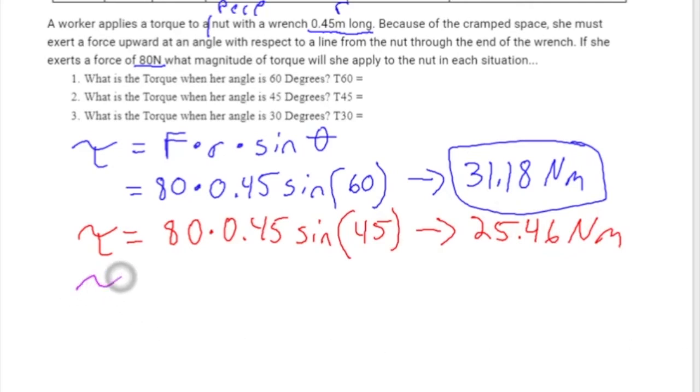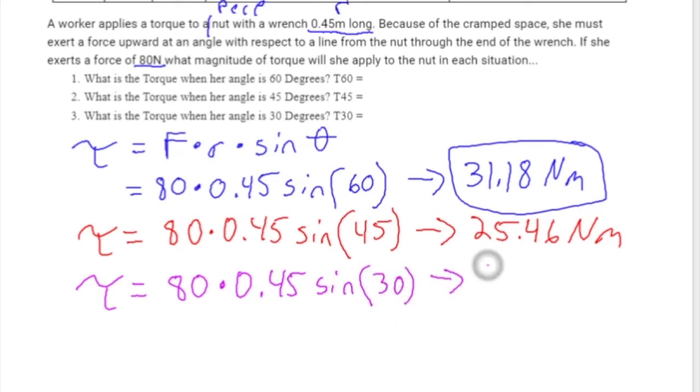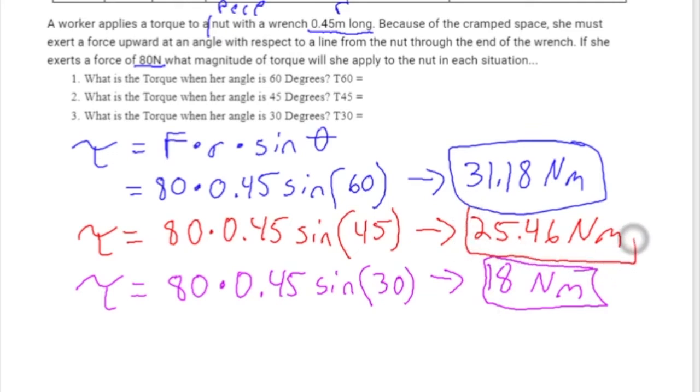And then lastly, I'm going to solve for the torque exerted at a 30 degree angle. Same force, same distance from the pivot point. The angle now is 30 degrees. Multiply everything through, and you get 18 Newton meters. If you are not getting these answers, odds are that your calculator is in radians, so make sure that your calculator is in degrees when they give you degrees.